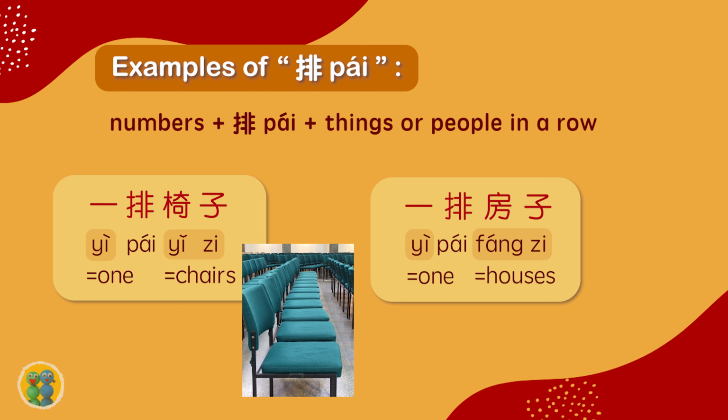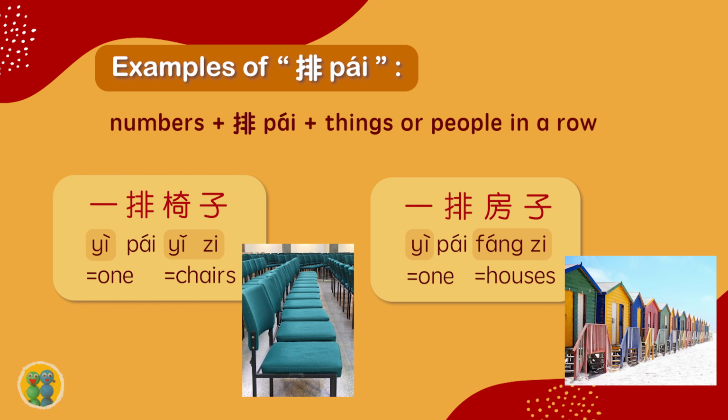一排椅子. It means one. 椅子 means chairs. 一排房子. It means one. 房子 means houses. So you can see one row of chairs, one row of houses.